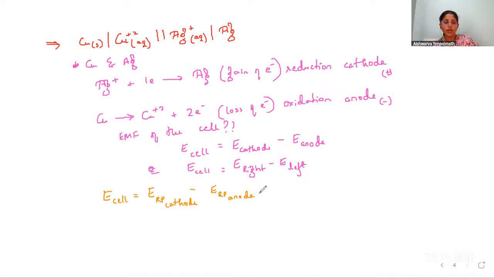Now the question arises, what is the difference between reduction potential and oxidation potential? The only difference is the difference of sign. Whatever the sign of the reduction potential, the oxidation potential has the opposite sign.